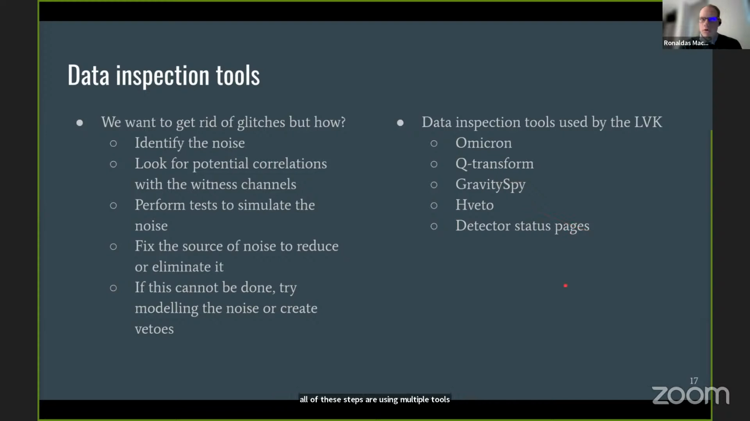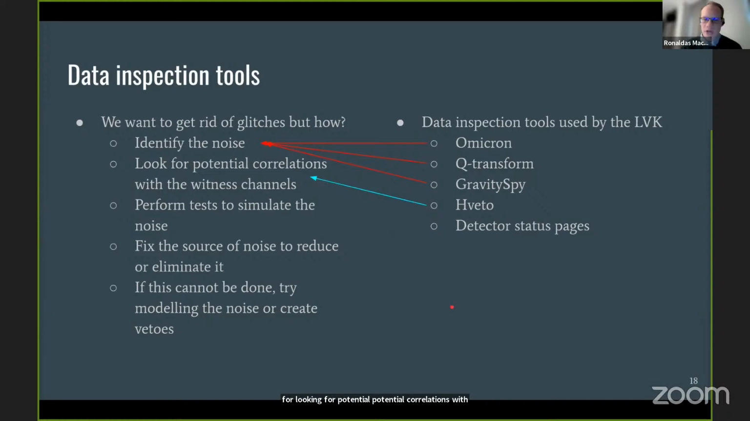In our analyses, we are using Omicron and Q-transform. I talked about these tools, and I'm going to talk about Gravity Spy, HVeto, and a couple of other things. Basically, Omicron, Q-transform, and Gravity Spy are used for identifying the noise, and then HVeto is used for looking for potential correlations with the witness channels.